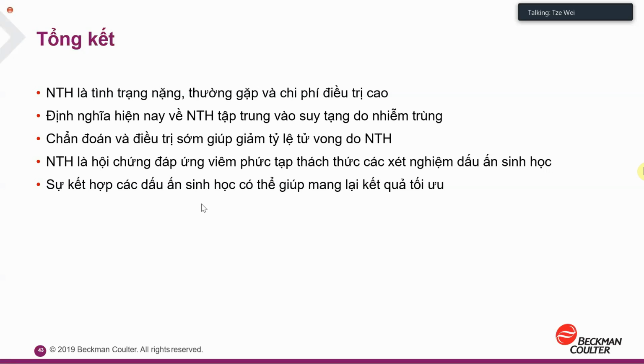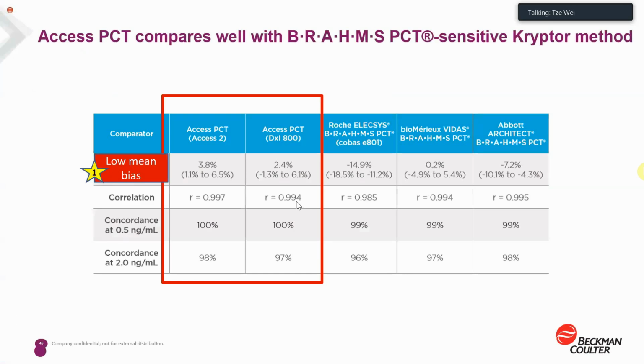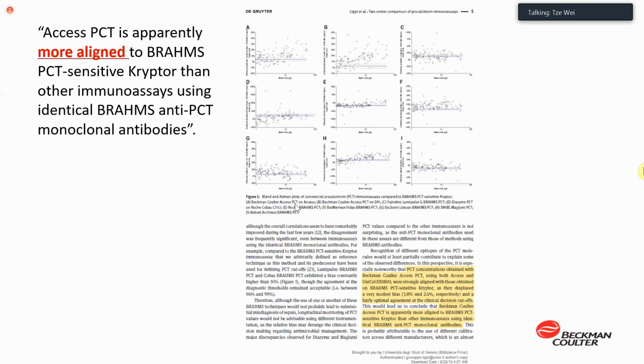I want to share one more slide, and this is not translated into Vietnamese, so I apologize. We do have a paper published, a two-center comparison of procalcitonin immunoassays across a variety of different manufacturer platforms. The investigators commented that even though the Access PCT assay is not based on the BRAHMS antibody pair, based on this paper it is more aligned to the BRAHMS PCT sensitive Kryptor than other immunoassays using identical BRAHMS anti-PCT monoclonal antibodies.